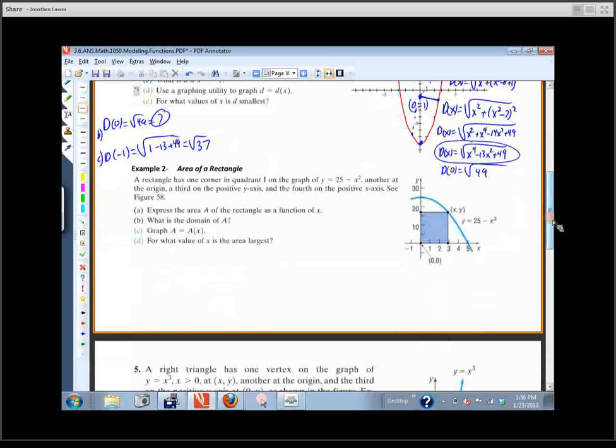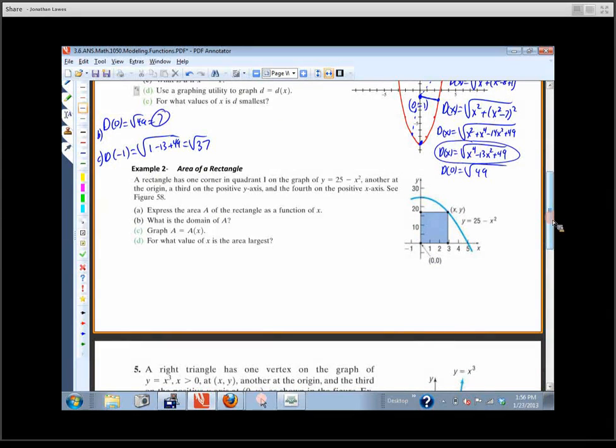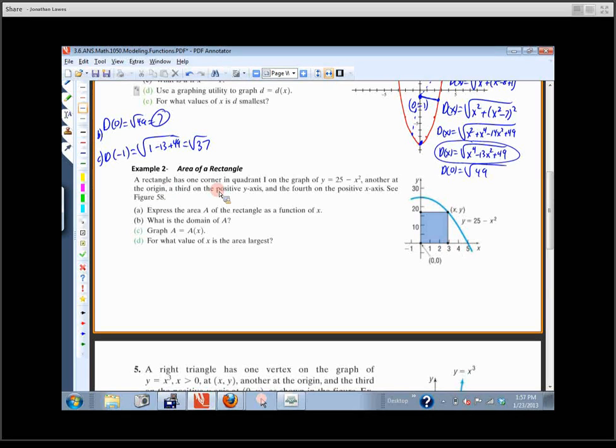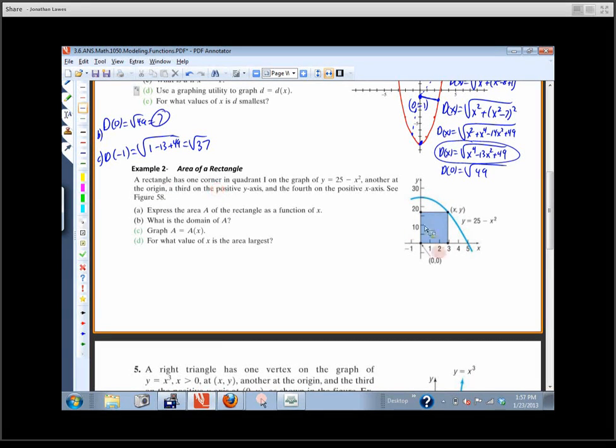So on example number 2, it says a rectangle has one corner in quadrant 1 on the graph of 25 minus x squared. By the way, we know what shape that is. Parabola that's been moved up 25 and opens upside down. That's why we've got this shape right here. Another corner at the origin, a third on the positive y-axis, and a fourth on the positive x-axis. They've done us the favor of drawing a picture of what this looks like. It says express the area of the rectangle as a function of x.